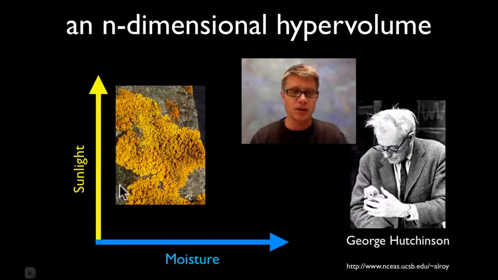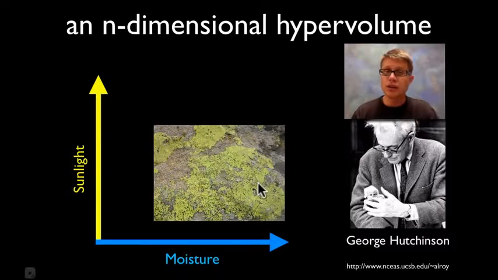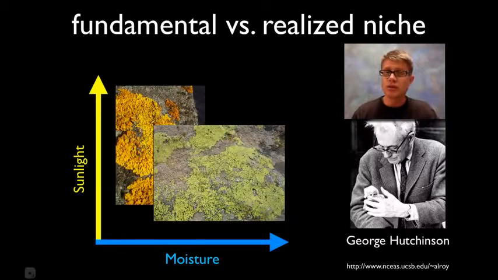So we're getting a little deep. Let me tell you what I'm talking about. Let's say we've got the orange lichen. The orange lichen likes a lot of sunlight, doesn't do well without sunlight, but can't stand a huge volume of moisture. Now if we look at the green lichen, the green lichen likes more moisture, but doesn't do well if we have a whole bunch of sunlight. So if we put those in the same area at the same time, we're going to see 2 niches. The first one is your fundamental niche.